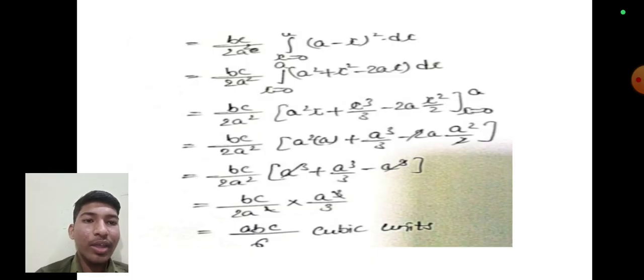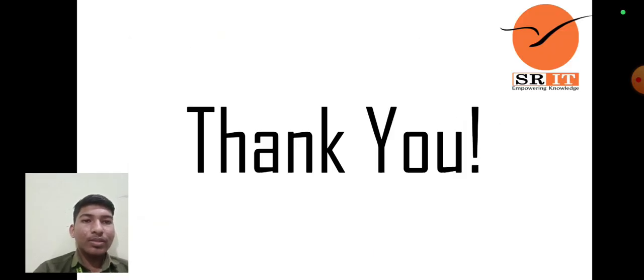BC by 2a square into a cube by 3, the a square and a cube cancel, so totally the answer is abc by 2 into 3, that is abc by 6 cubic units. The volume is in cubic units. Thank you.